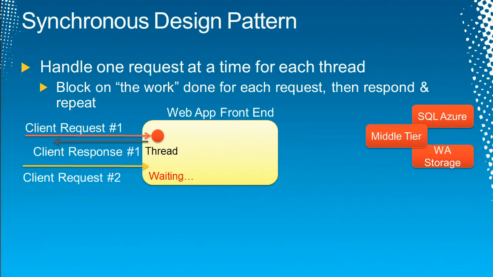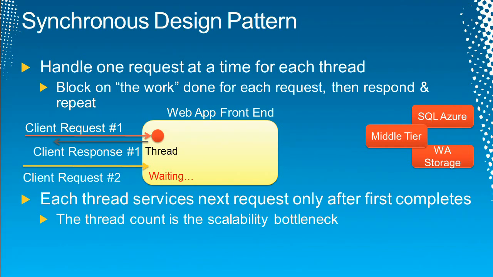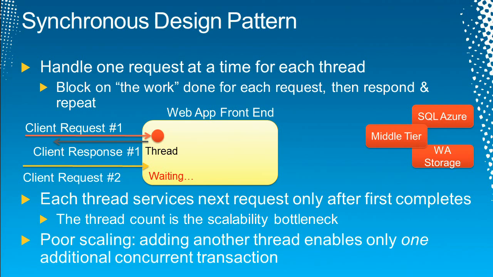It's basically the thread context, whether it's in the registers of the CPU or the thread stack. And that thread is only handling one request at a time. And because each thread services the next request only after the first one completes, it means that the thread count is really the scalability bottleneck. So if you want to add additional capacity to this app and scale it, you've got to add additional threads. And it's pretty inefficient if each additional thread that gets added results in only one additional concurrent request that can be handled at a time.